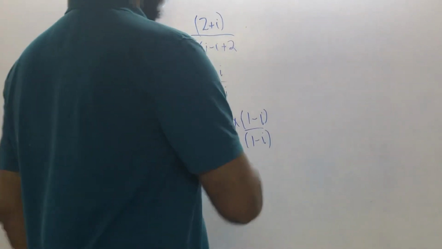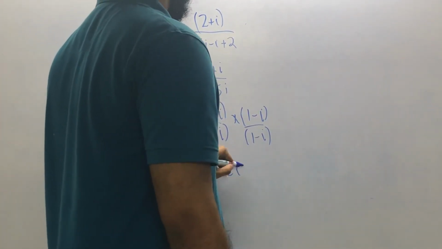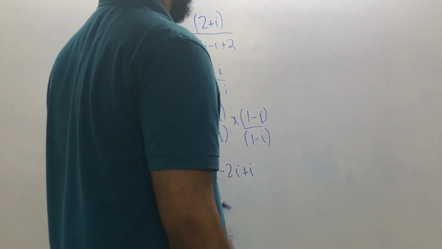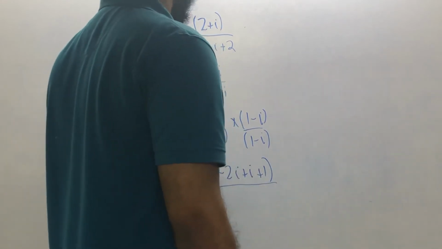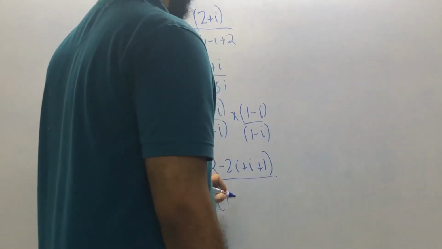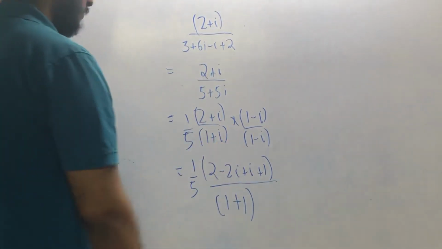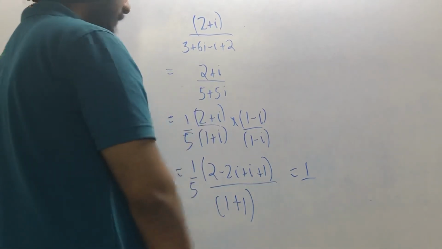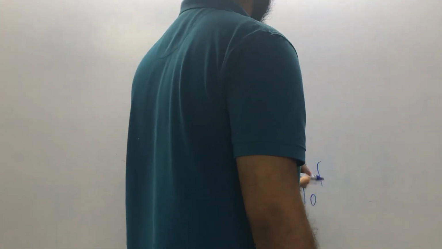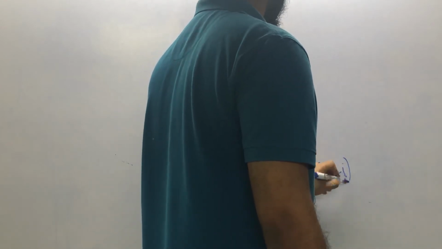So this is (2 + i)(1 − i) divided by (1 + i)... So 2 − 2i + i − i², plus 1, because i² is −1. So solve this further. So 1 plus 1 is 2, yes. 2 into 5 is 10. So this is (3 − i)/10.